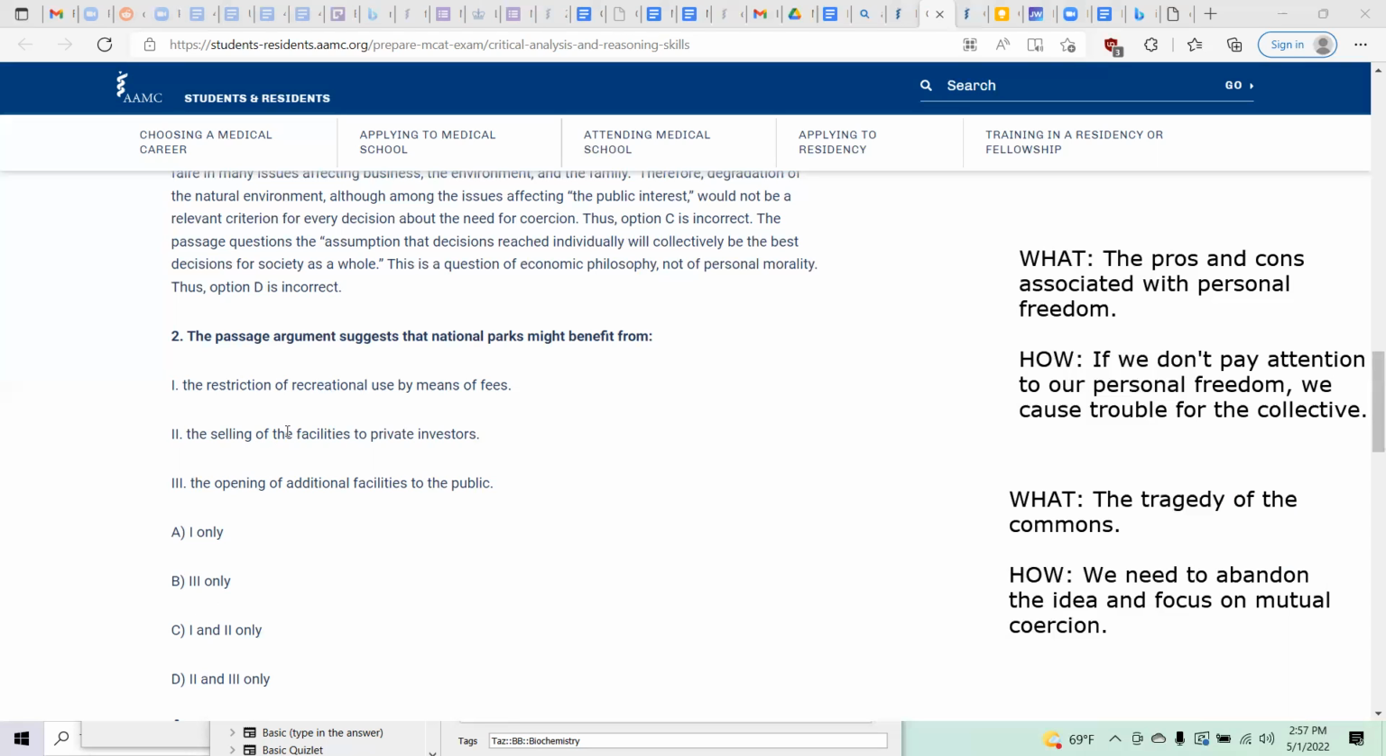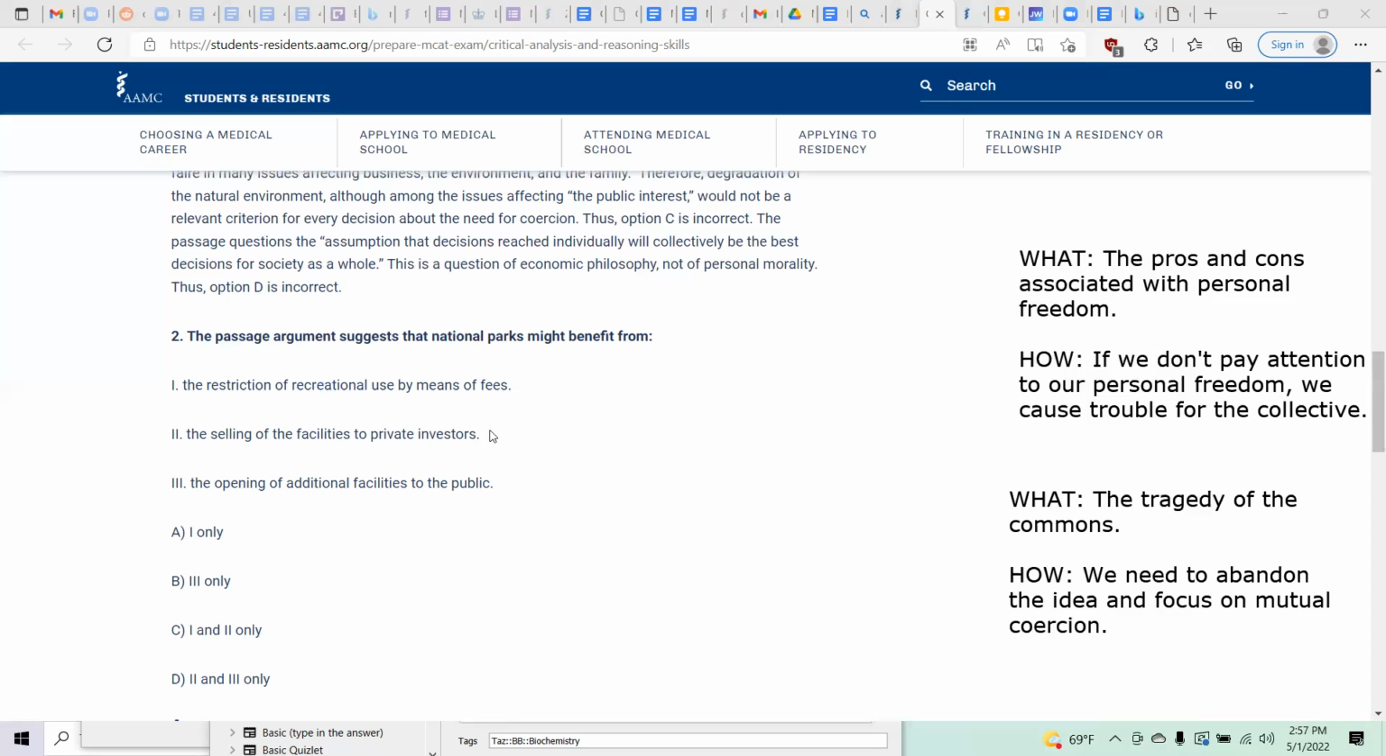If you don't feel comfortable with it on the test, you can flag it and come back later and be like, oh, I'll take a look at three if I have extra time. Okay, so now we have to look at two, right? And if you look at three, it's very obviously wrong. The opening of additional facilities to the public is absolutely 100% opposite of what the author wants.